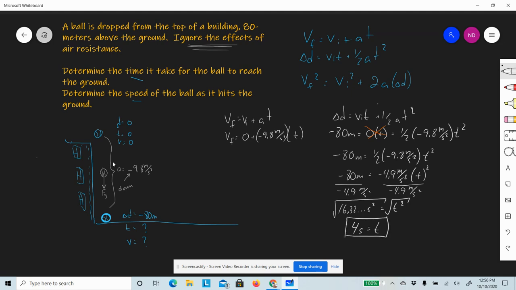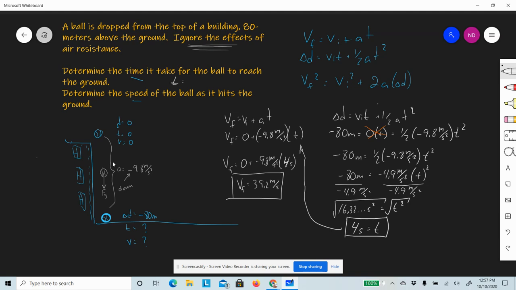Well, that makes sense. You really get 4.04 seconds, close enough to 4 seconds. You come back to the first equation. Now you know Vf equals 0 plus negative 9.8 meters per second squared times 4 seconds. And you're going to get the final velocity to be 39.2 meters per second.